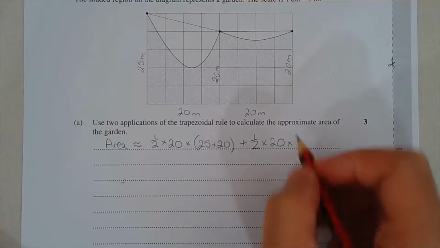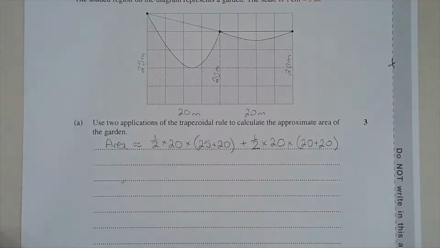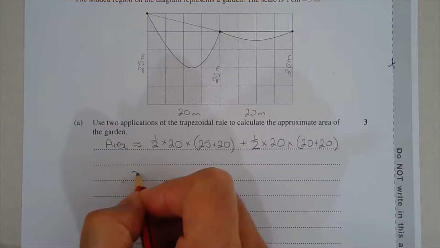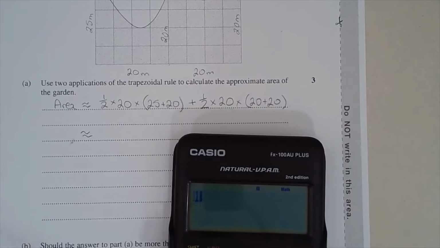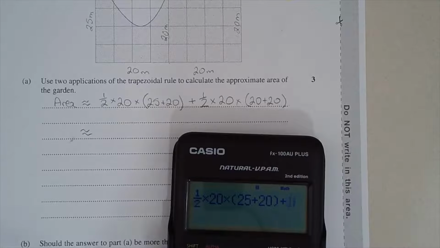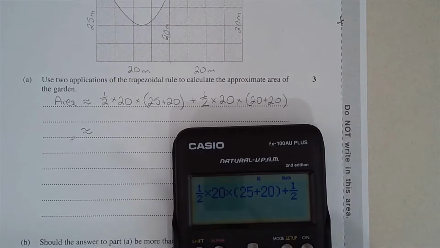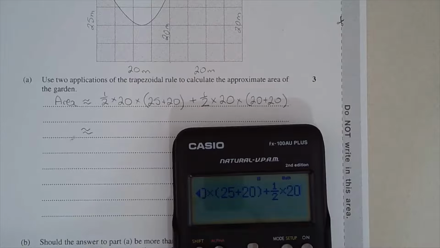So half times 20 times the sum of the parallel sides. So it's going to be 20 plus 20. Okay. And entering in all of that. Okay, so we get half times 20 times 25 plus 20. Okay, and I can enter this all as one calculation, or you can work out each trapezium one at a time. Okay, and then just add them together at the end. Plus half times 20 times 20 plus 20. And we get 850 square metres.